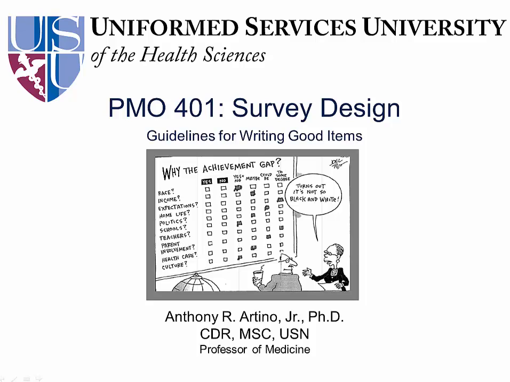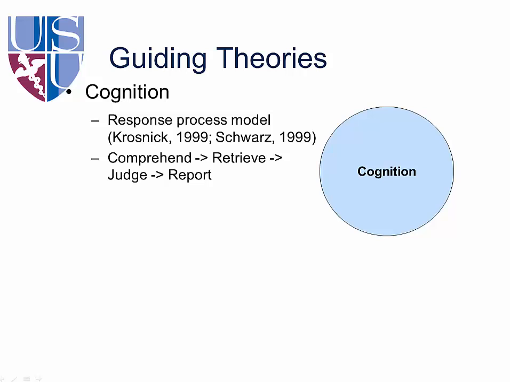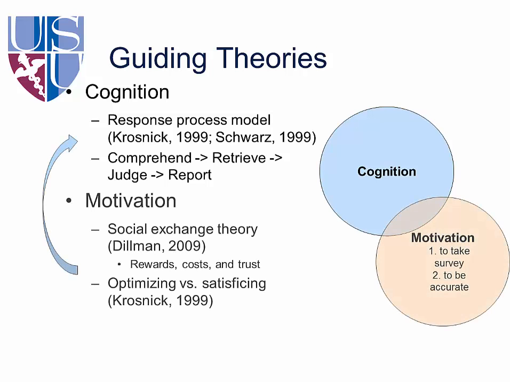Last time we met, we talked about the different guiding theories in survey design, and there aren't a lot, but there's the idea of cognition. We talked about the 4 steps of comprehension, retrieval, judgment, and reporting, and thinking about those as you're designing your items in your survey.